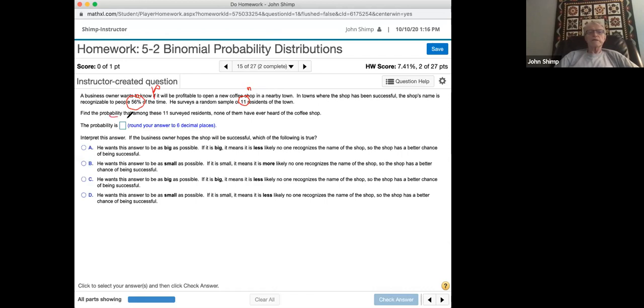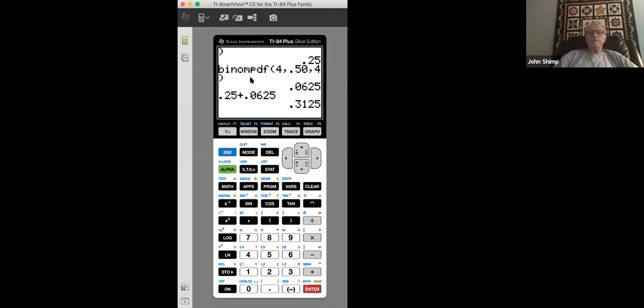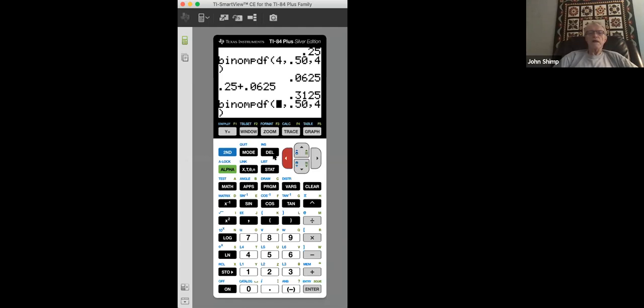Find the probability that none, so the number of successes is 0. All right, so again, it's binomial. n is 11, p is 0.56, and x equals 0. So we're going to do this, change this to 11. I've got to insert another one, 0.56 and 0.